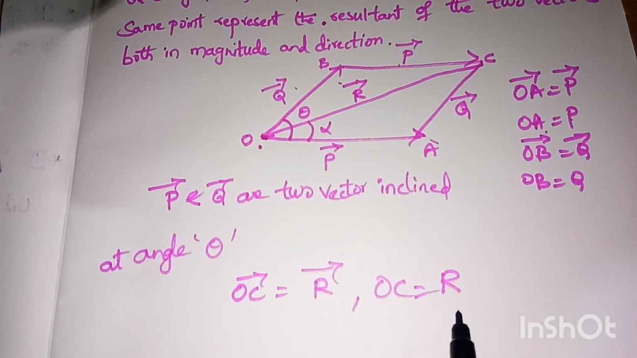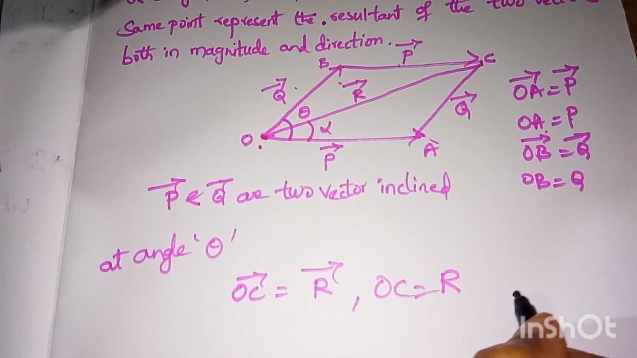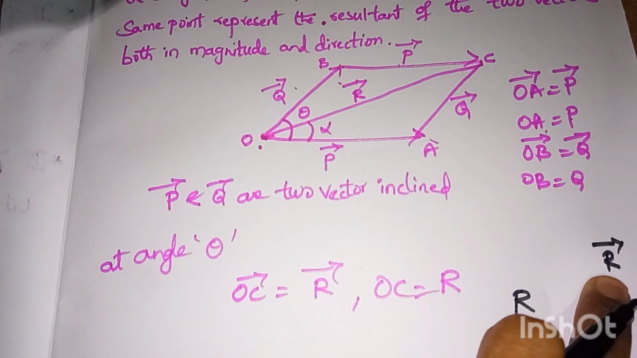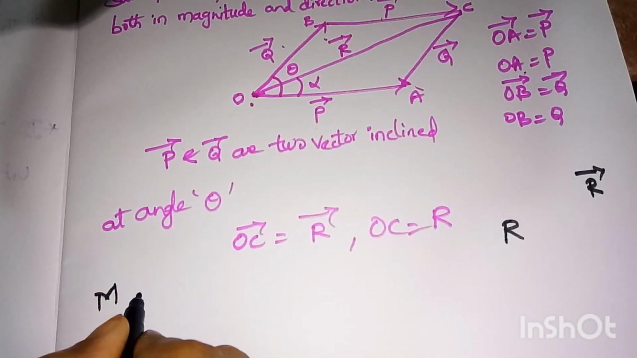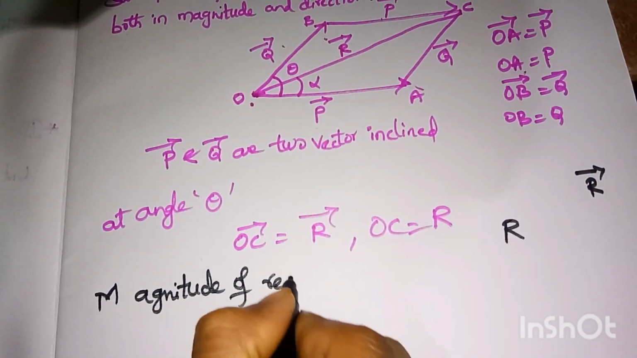Now we are going to find the magnitude of the resultant and the direction of the resultant. You all know that for the direction of the resultant we will find the angle, that is for R bar. Magnitude of the resultant means we are going to find R. R represents the magnitude of the resultant. R bar represents the resultant vector. So we are going to find the magnitude of the resultant.